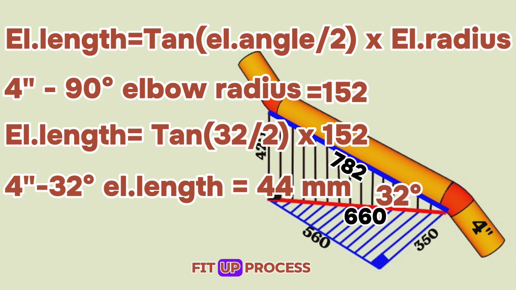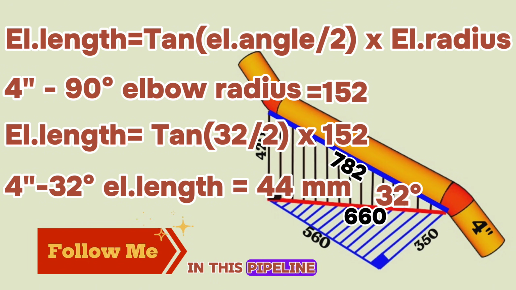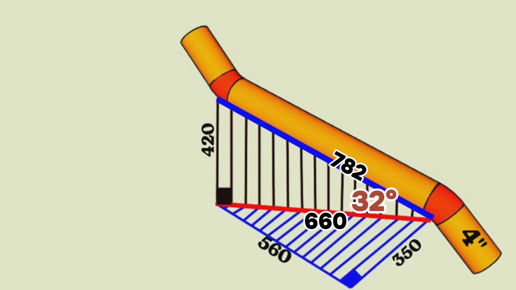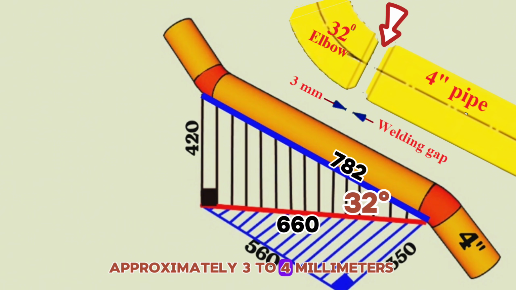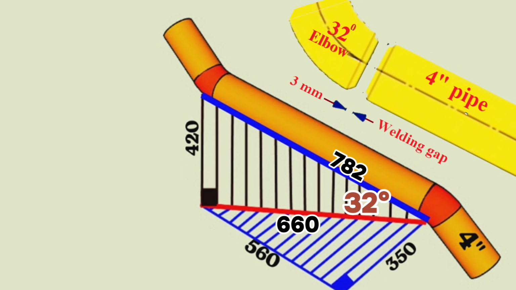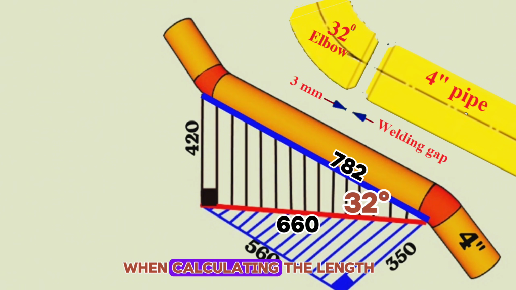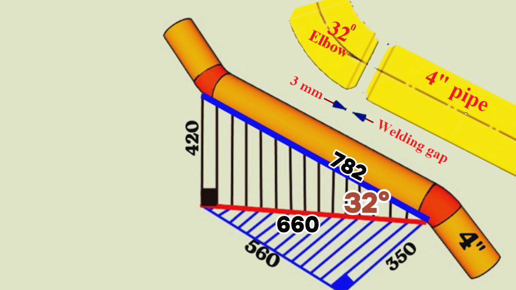Now, look at the fit-up process of the pipe fittings to each other in this pipeline. During fit-up, a gap of approximately 3 to 4 millimeters is left between the pipe fittings to be welded. Having this 3-4 millimeter gap is for better root welding. We should take these gaps into account when calculating the length of the pipe sections.